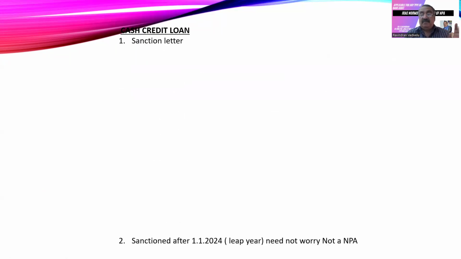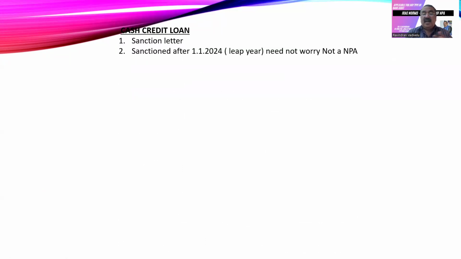Next one, so far we have seen the term loan. Now we are moving to the cash credit loan, that is working capital loan. Here I want to explain 8 methods based on which one CC account will become NPA. Let us go step by step. Everything depends on the sanction letter. Please go through the sanction letter and don't worry about the loans sanctioned after 1/1/2024 because the cutoff date for the financial year 24 ending is 2/1/24. So any loans sanctioned on or after 2/1/24, you need not worry at all. So we have to do this working for the loan sanctioned on or before 1/1/24.